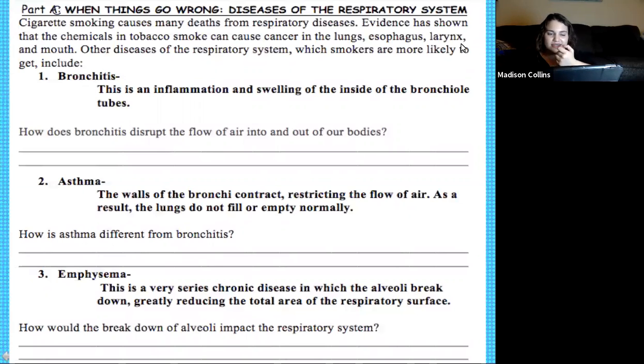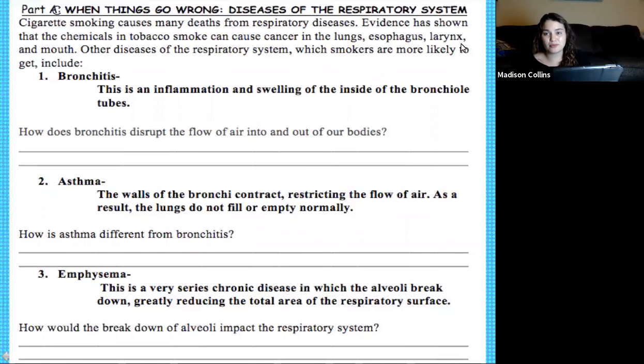So cigarette smoking causes many deaths from respiratory diseases. Evidence has shown that the chemicals in tobacco smoke can cause cancer in the lungs, esophagus, larynx, and mouth. Other diseases of the respiratory system which smokers are more likely to get include the first thing called bronchitis.